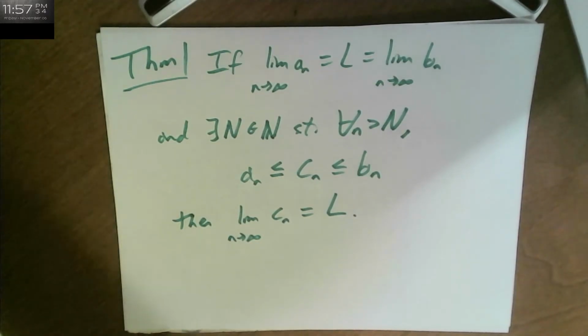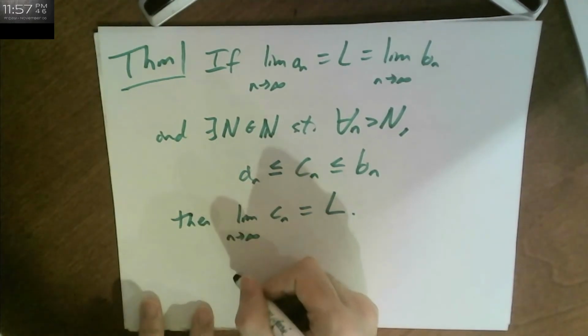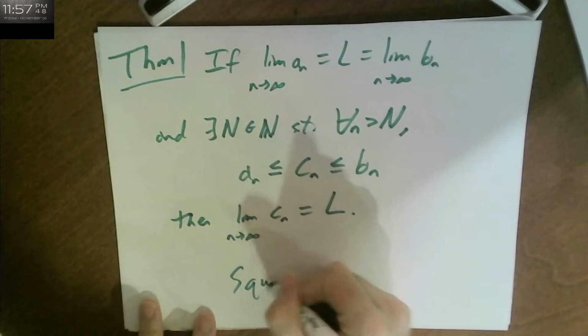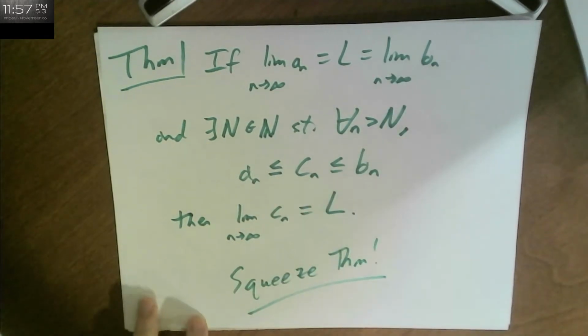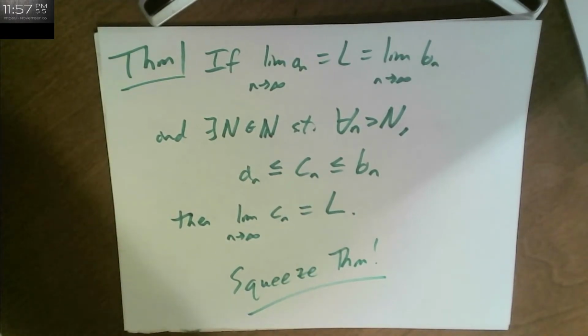There's a good name for this one. You know it. This is a theorem you already know. We're just doing it for discrete sequences now instead of a continuous variable x. This is, of course, the squeeze theorem. And it still holds just fine. No problem.